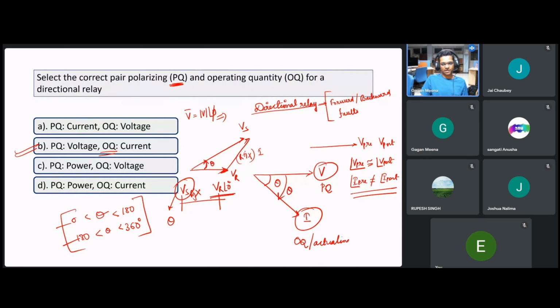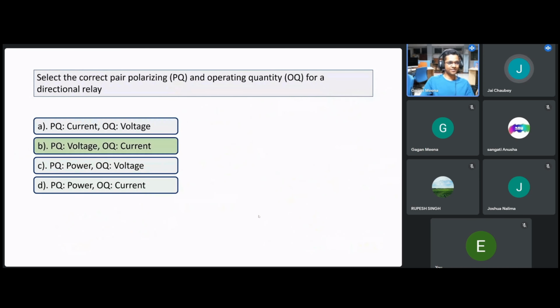Or it is also called the actuating quantity. Is it clear, Jay? Is this clear now? Yes, it's now clear. Good.